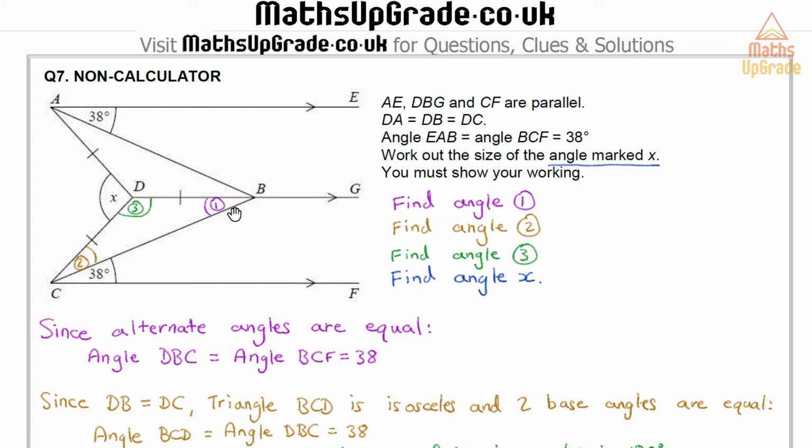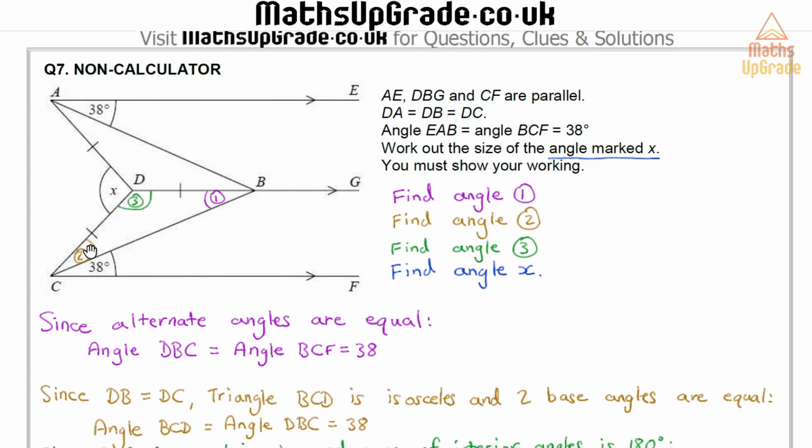Well, since alternate angles are equal around parallel lines, I can say that this angle 1 is the same as this angle here, because these two angles are alternate. Because here's your two parallel lines, and here's a transversal. So these two angles are on opposite sides of that transversal. They must be alternate angles. As you can see, they look the same as well. So therefore, that angle there is 38 degrees.